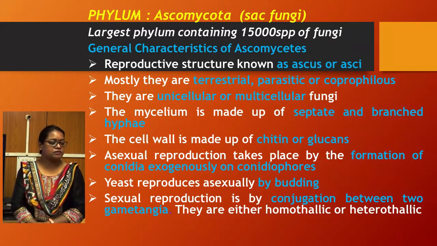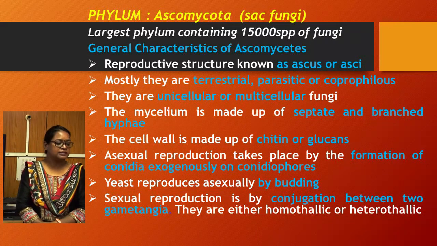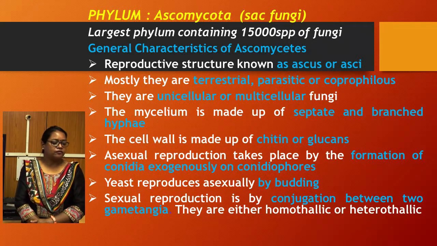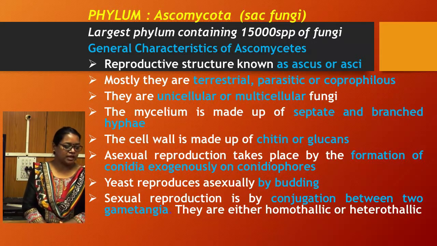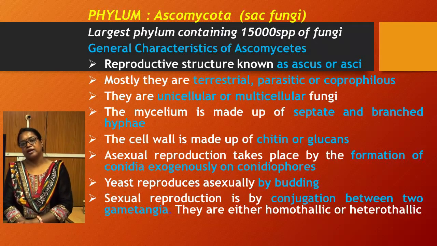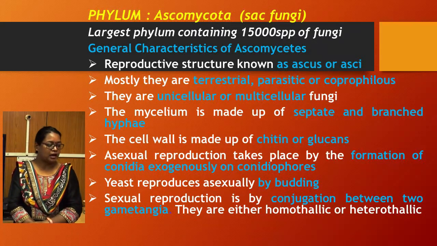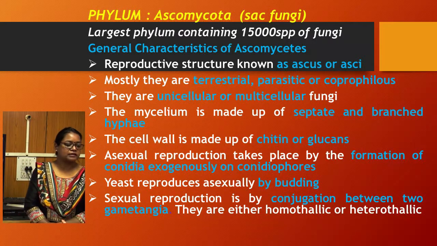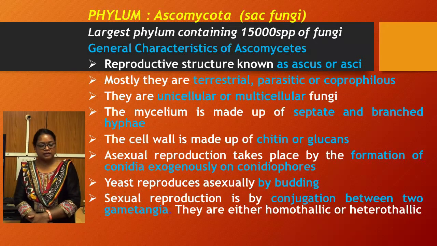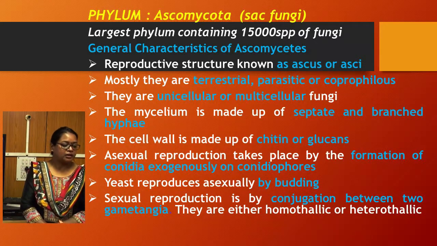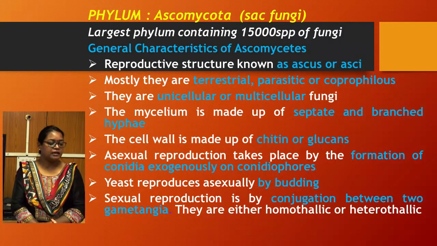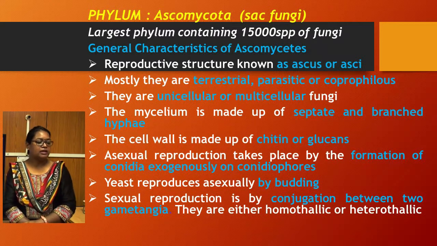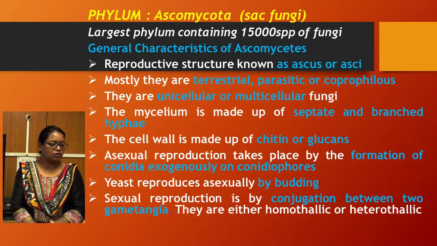The phylum is Ascomycota. It is also known as sac fungi. Ascomycota is the largest phylum, containing 15,000 species of fungi. Some important characteristics of Ascomycetes are their reproductive structure known as ascus or asci. Mostly they are terrestrial and parasitic. They are unicellular or multicellular fungi. Their mycelium is made up of septate and branched hyphae. The cell wall is made up of chitin or glucans.